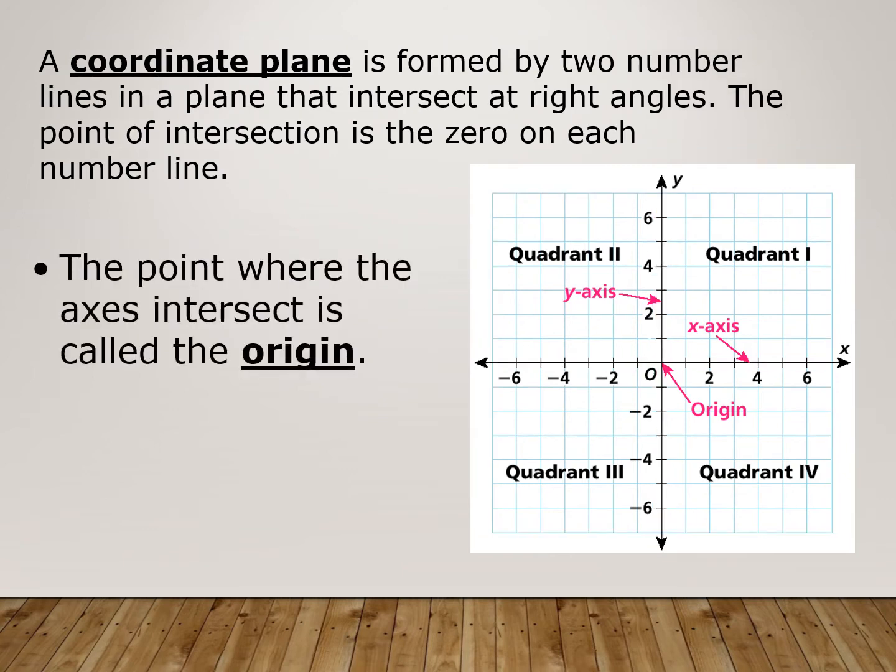Then, next, we have the origin. The point where the axes intersect is called the origin. So, ito siya.